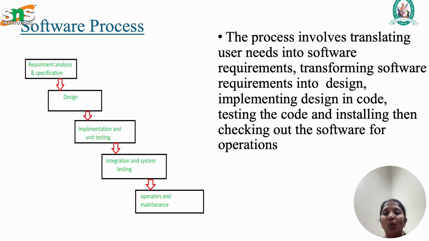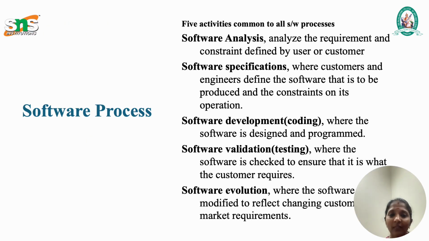So the process involves translating the user needs into software requirements. Once the requirement is done, it will go for the design. Then once the design has been done, it will go for the coding, that means implementation. Once implementation is done, it will go for testing. Then the last one, it will go for maintenance. So these are all the processes. Once all these processes have been done, then you can develop a software product.